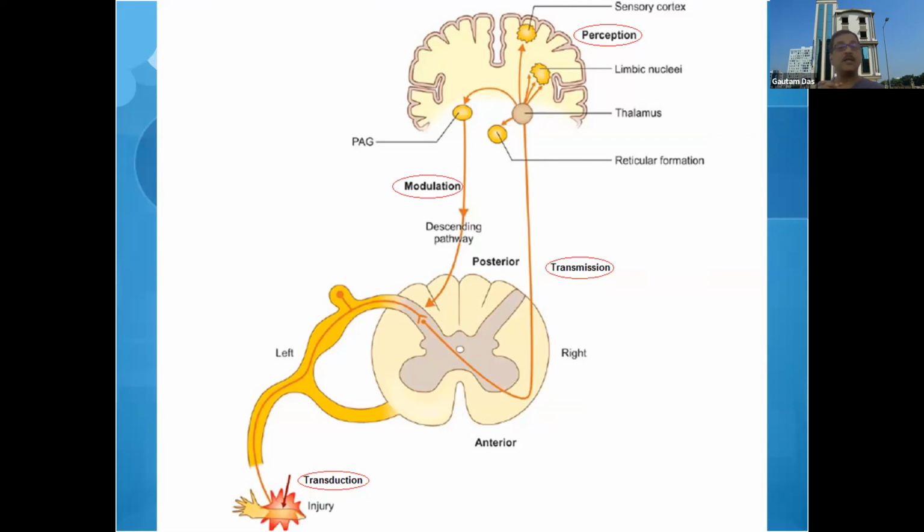In the higher centers, we have to remember that there are four important areas. Not just the post-central gyrus, you have to remember the limbic nuclei, the reticular formation, and the periaqueductal nuclei. And then the modulation. Out of all these, modulation you have to remember very nicely. Modulation: one is your descending inhibitory pathway. Second is your gate control theory by Melzack and Wall in 1965. Third is your segmental inhibition. And fourth is your endogenous opioids and cannabinoids.